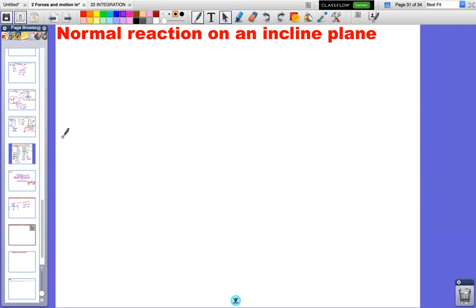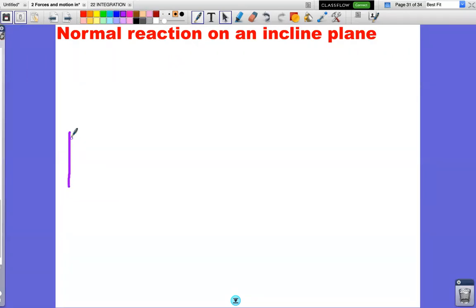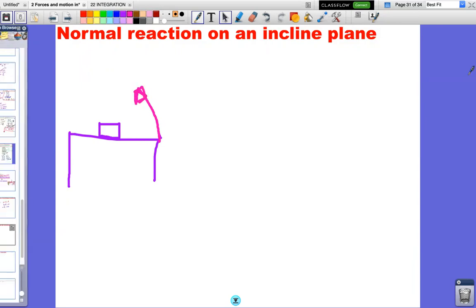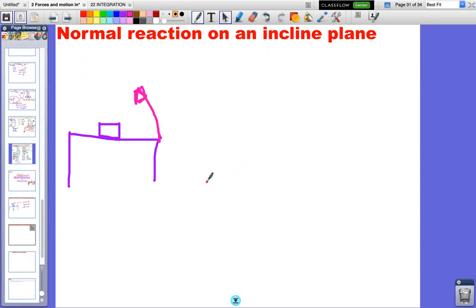So in this case, you still have this table. You have the book, but then you try to lift up this table from one angle. So you are going to have something like this. Your table now is an inclined plane, inclined at an angle theta.